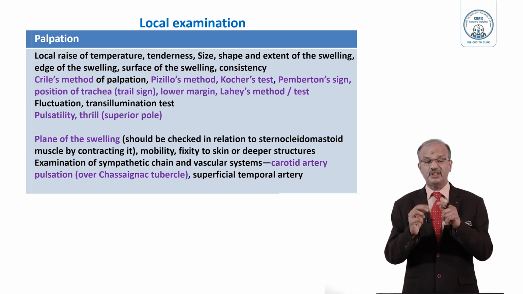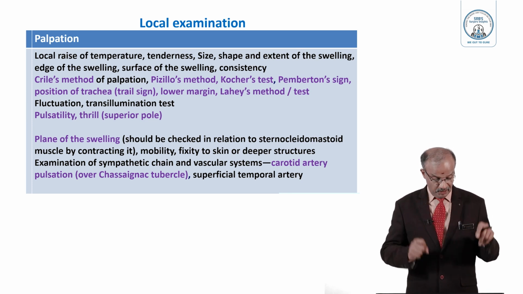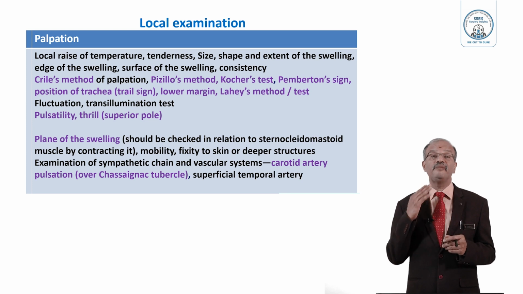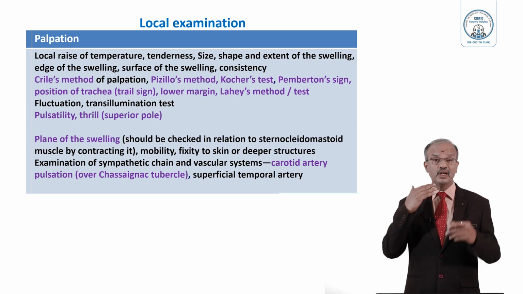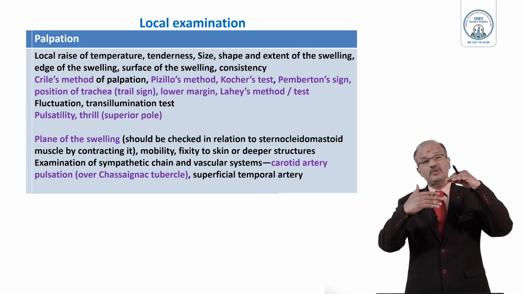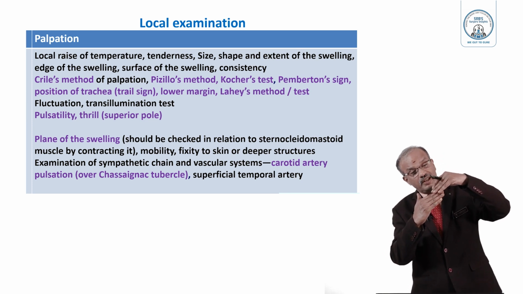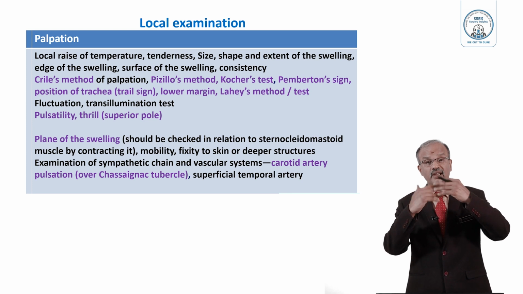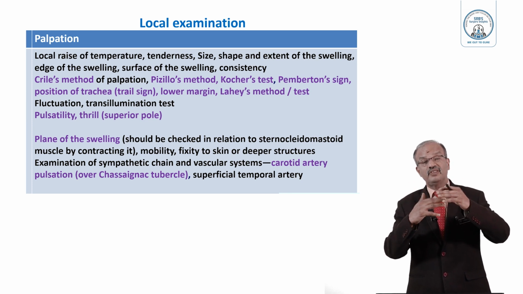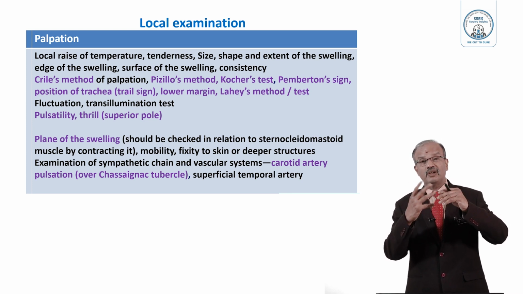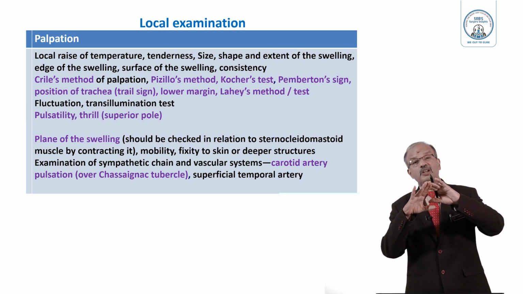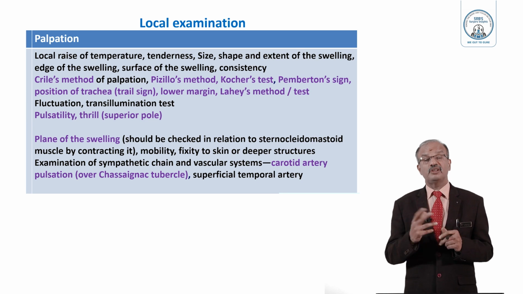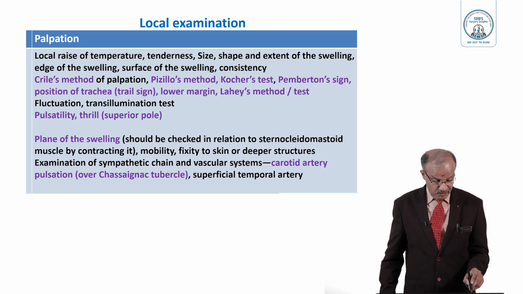Fluctuation, you can do the 3 or 2 finger test. Transillumination: some cystic swellings may be transilluminant. Pulsation and thrill are important, usually checked in the superior pole. You know that the superior thyroid artery, even though it supplies only 1/3 of the gland, enters the gland superficially, whereas the inferior thyroid artery enters from the deeper plane. So any hypervascularity, especially in toxic thyroid, is relevant. If you feel in the superior pole in front, you can feel the thrill. Same when you auscultate, you can hear a bruit because of the hypervascularity. So that is why it is important in the superior pole.